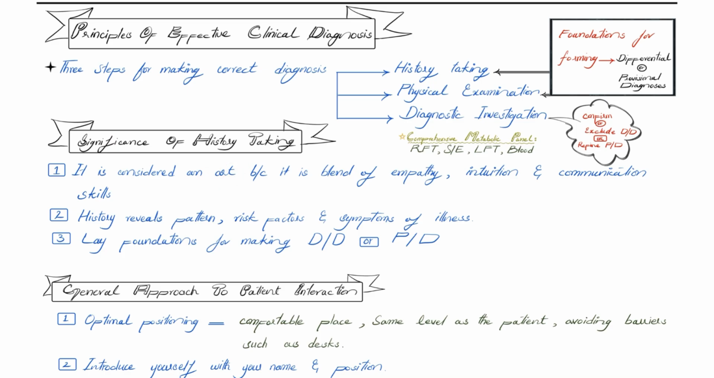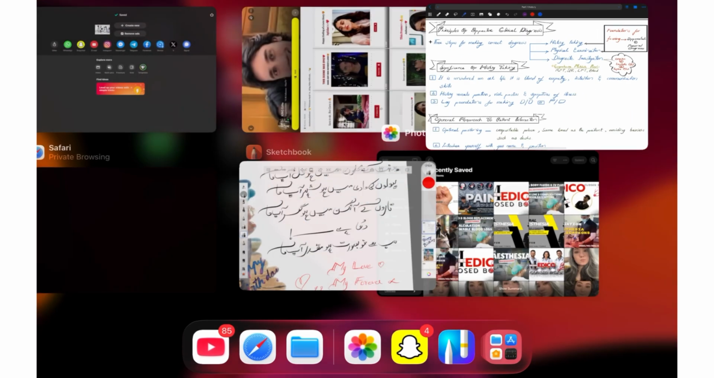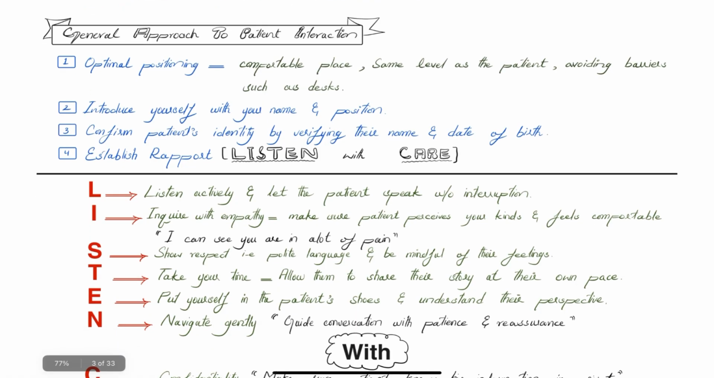So when you have all this empathy, intuition, and good communication skills, then you will be able to identify the pattern of illness, risk factors associated, and symptoms present in the patient. After identifying all the risk factors, symptoms, and pattern, you will be able to make either a differential diagnosis, meaning a list of possible diagnoses, or a provisional diagnosis, meaning the most probable diagnosis. And then later on, with general and systemic examination and diagnostic investigations, you will be able to come up with a definitive diagnosis. Now, the question is, how should the interaction of a doctor with the patient be?